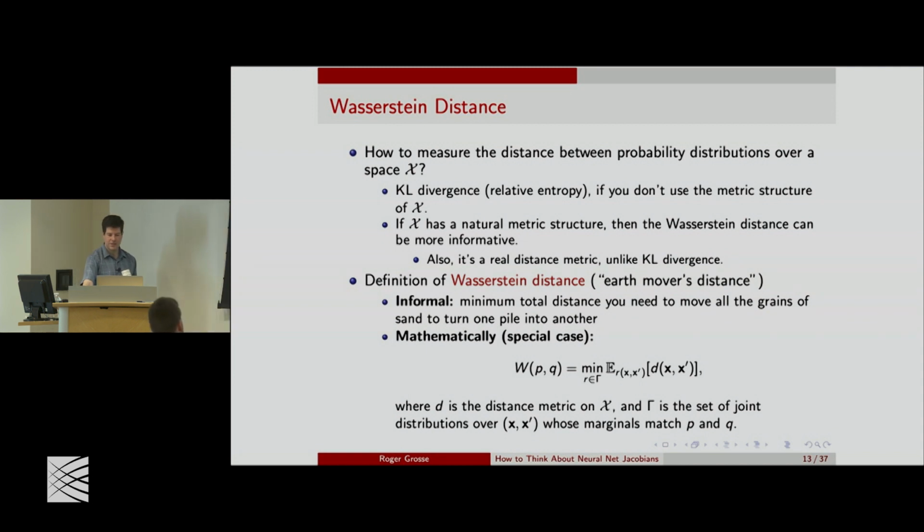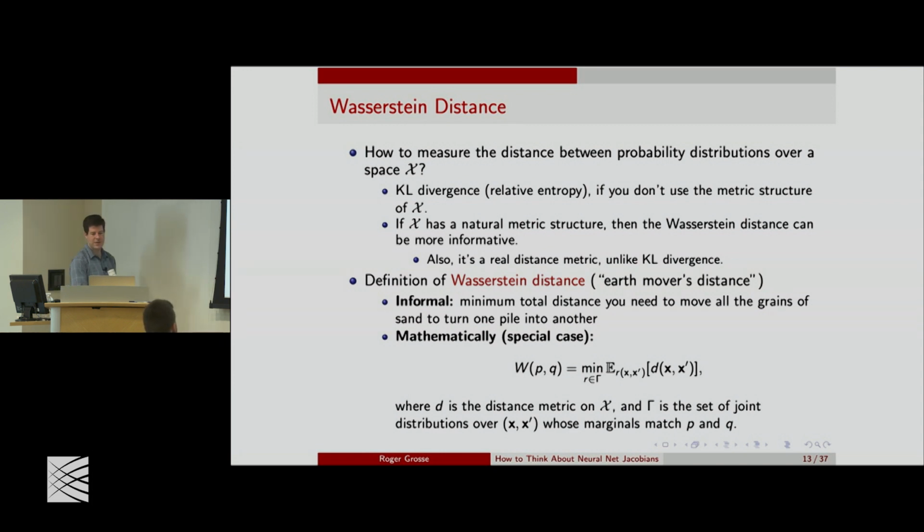Right, and so Wasserstein distance is essentially Earth mover's distance. The idea is you have one pile of sand, and you'd like to transform it into a different pile of sand, and you'd like to do it in a way that minimizes the total distance that you move all of the individual grains of sand.